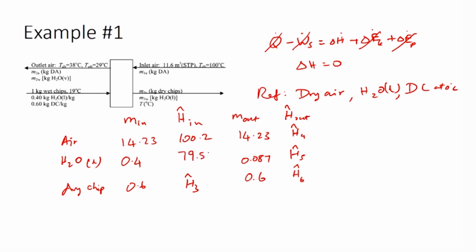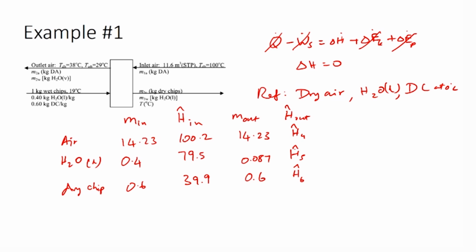79.5, which is basically 4.184 times 19 minus 0. So, 19 being the temperature of the water coming in and 0 being the reference state. So, similarly for the H3 cap, we can use the Cp of wood chips, which has been given as 2.1 kilojoules per kilogram degree Celsius, and we would be able to get this value as 39.9 kilojoules per kilogram.